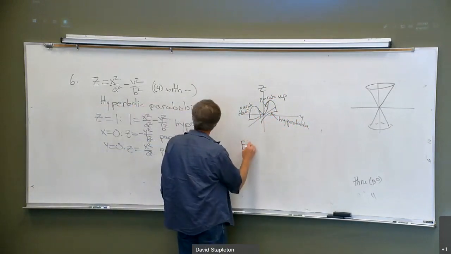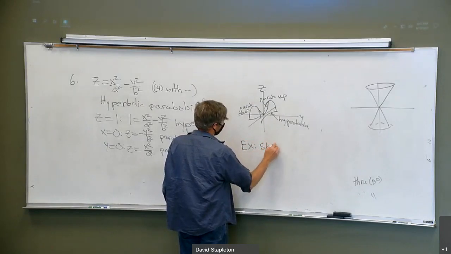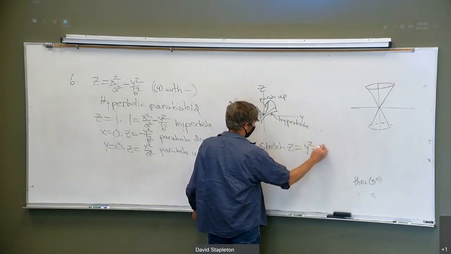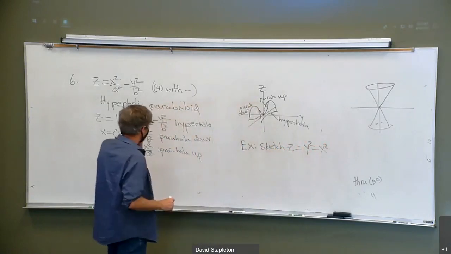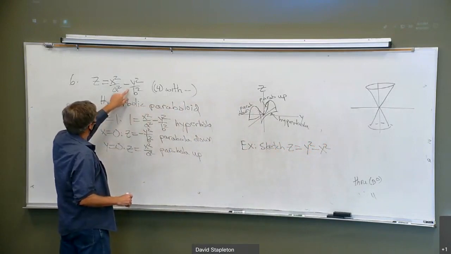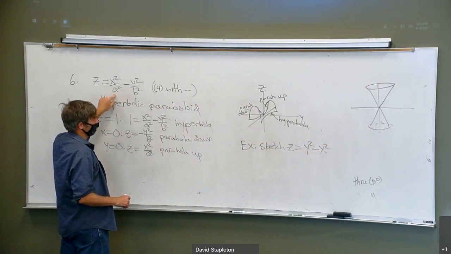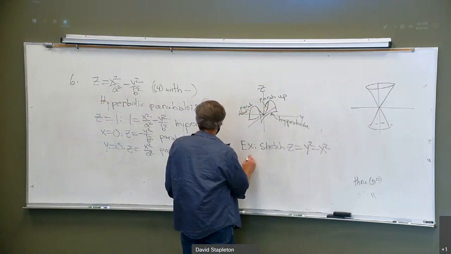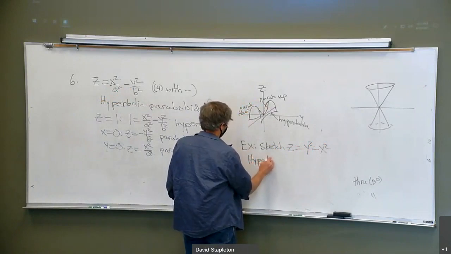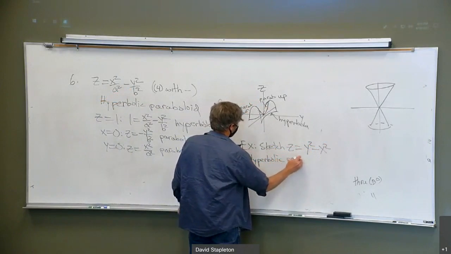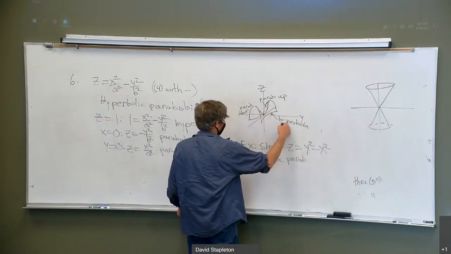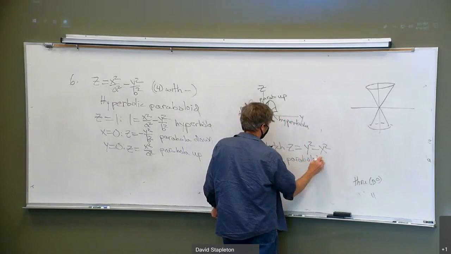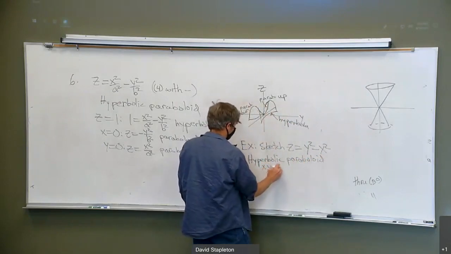So for instance, suppose I asked you to sketch just the easiest case here. Z equals y squared minus x squared. Well, wait a minute, that doesn't quite look like this, right? Now the y is positive and the x is negative. What does that mean? It means you have to interchange the x and y axes. So this is a hyperbolic paraboloid, but turned the other way so that it's down around the y-axis and up around the x-axis. X, y interchanged.